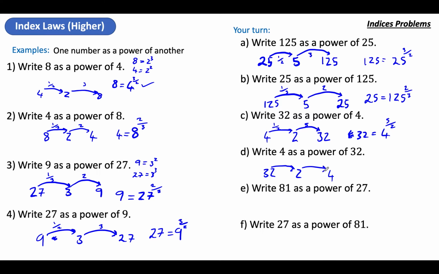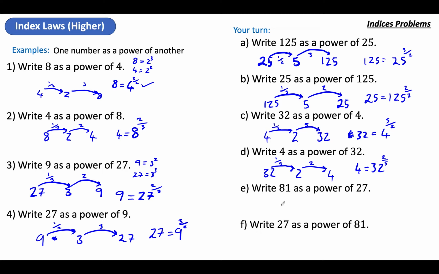32, right, so 32 is 2 to the power of 5. So you might get a bit stuck on this one, but if it's 2 to the power of 5, I need the 5th root. That means the power is 1/5. And then once I've got to 2, I'm going to square it, so that's the power of 2, to get back up to 4. So 4 equals 32 to the power of a 5th and the 2. Put those two things together: 2/5. You basically do the 5th root of 32 and then power of 2, sorry.